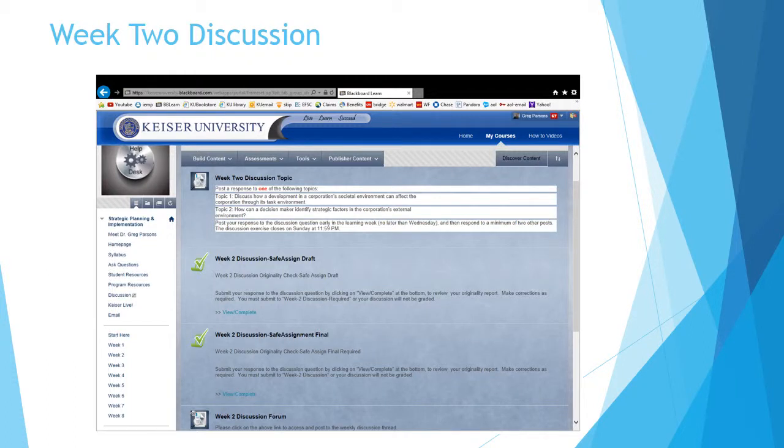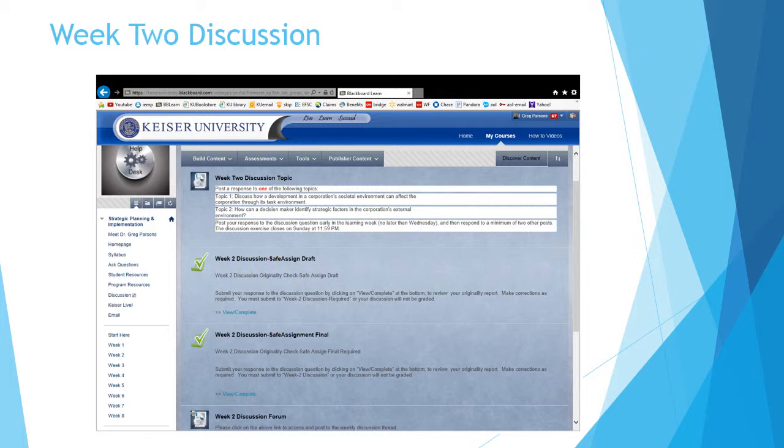The discussion post involves one of two possible topics. You're to choose one and write your post based on that. Topic 1 is discussing the development of a corporation's societal environment. And this is discussed in the book. And then the relationship of how the societal environment can affect the corporation or the organization in its task environment. So that would be one topic you could choose. The other topic would be looking at how decision makers look at strategic factors in the external environment. Think about those, refer to the book, and choose one, the one that seems to be most interesting to you.